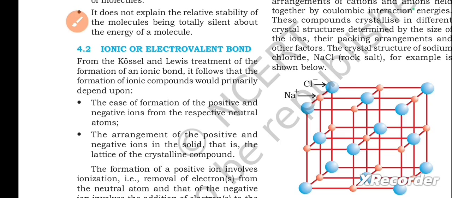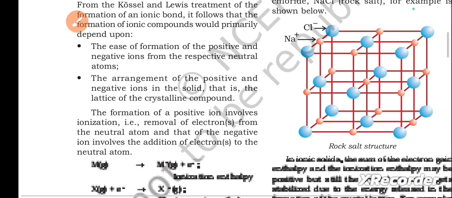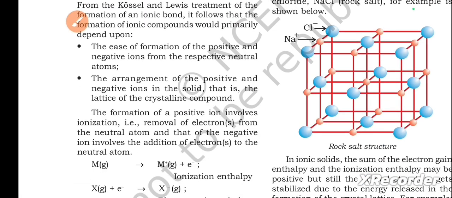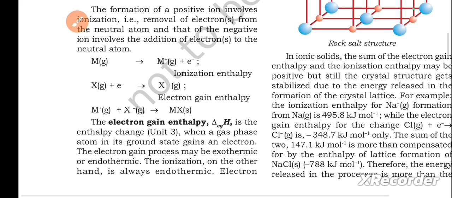From the Kossel and Lewis treatment of the formation of an ionic bond, it follows that the formation of ionic compounds would primarily depend upon, first point, the ease of formation of the positive and negative ions from the respective neutral atoms. Second point, the arrangement of the positive and the negative ions in the solid, that is, the lattice of the crystalline compound. The formation of the positive ion involves ionization, that is, removal of electrons from the neutral atom, and that of the negative ion involves the addition of electrons to the neutral atom.